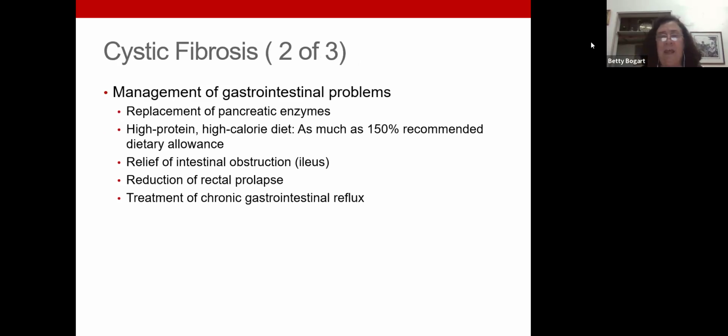The GI problems, again, it's replacing those enzymes, high protein, high calorie, right? And of course, a lot of salt. Sometimes these children do get intestinal obstructions. And when you start with giving the medications, you will see that their bowel's going to work a lot better because it causes constipation like it did in that newborn. And that's how we figured out they had cystic fibrosis. And they do have a lot of reflux. It's part of the whole thing with cystic fibrosis.